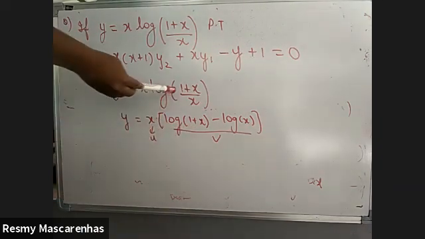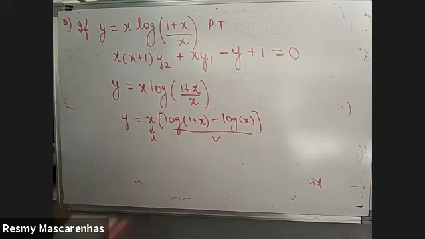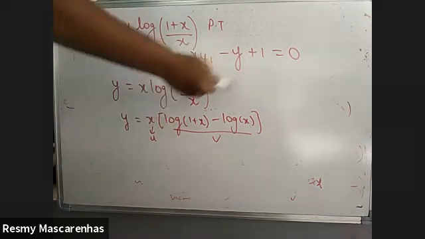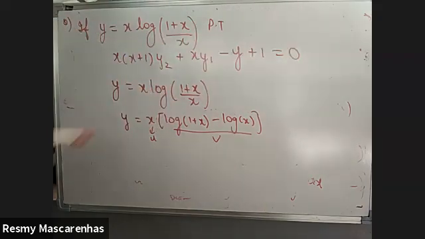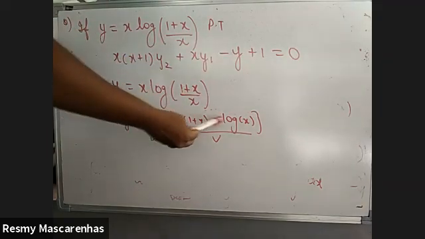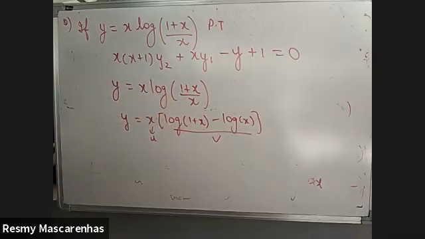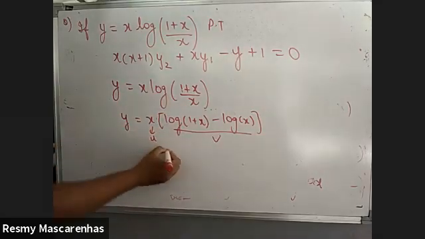Why have I done this? Because otherwise I'll have to use the u upon v formula, and it will become complicated. First log of 1 upon that and into derivative of this. So whenever there is log, you can always separate it out using the log of a upon b formula. Now you can differentiate.